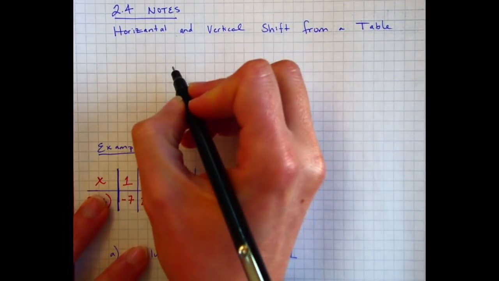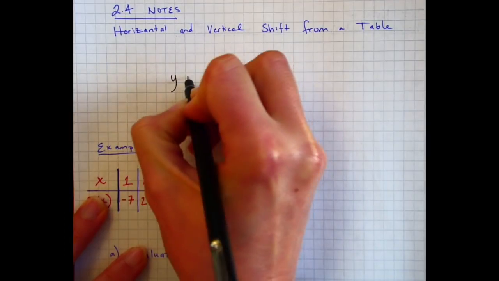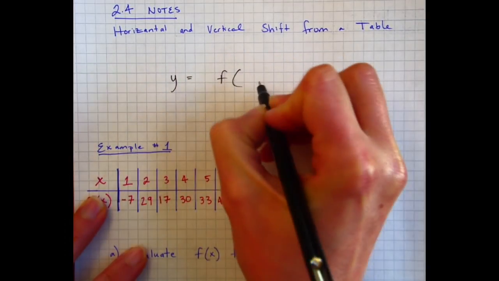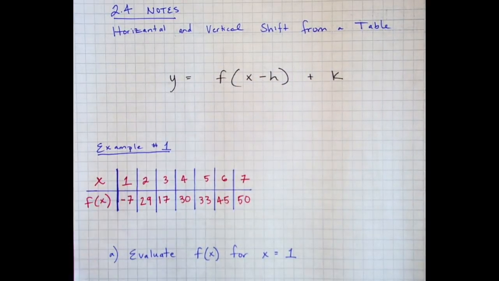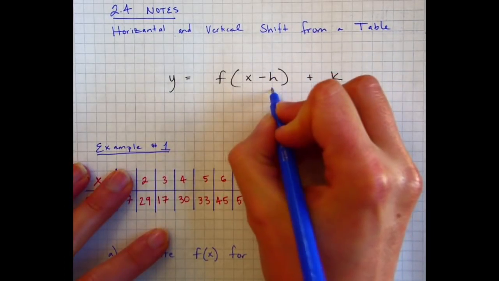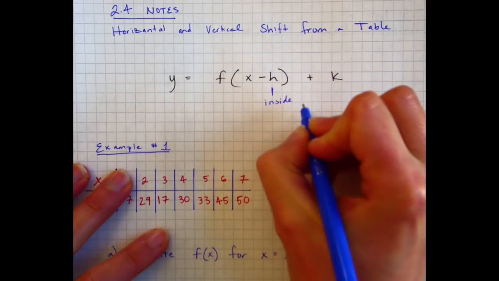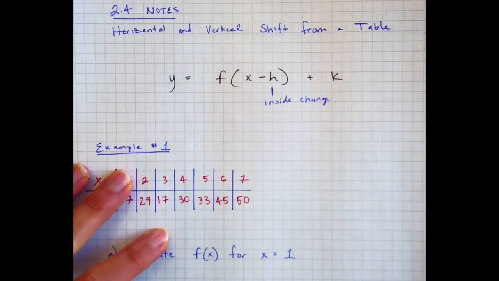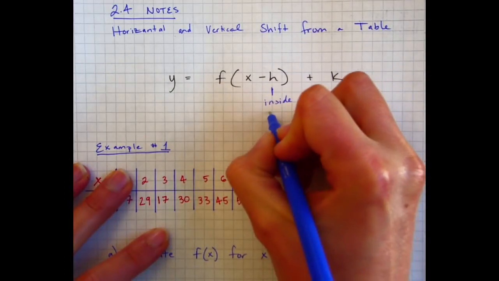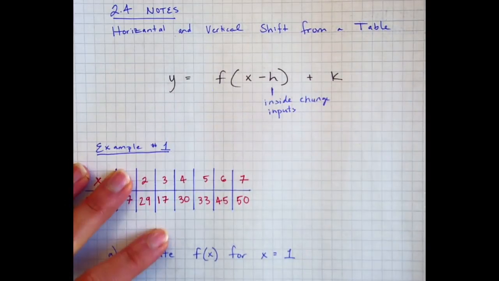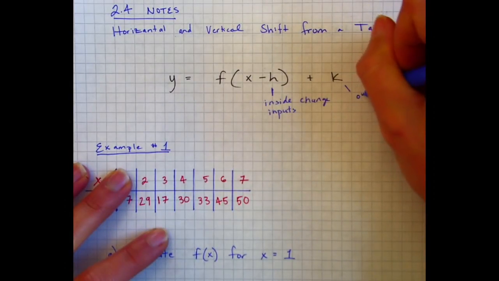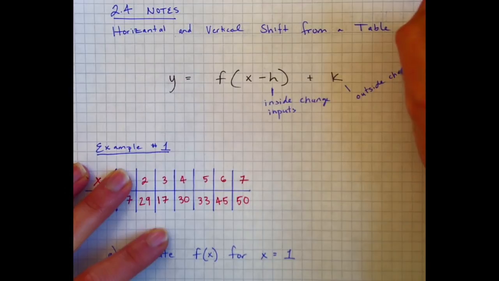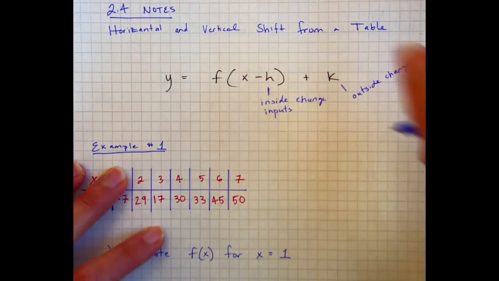So let's start off by copying the general form we've been talking about, which is f of x minus h plus k. We've been defining h as an inside change. And we've also been saying that h affects the inputs of a function, which we're going to see in a really interesting way in this table. We've been calling k an outside change that affects the outputs of a function.